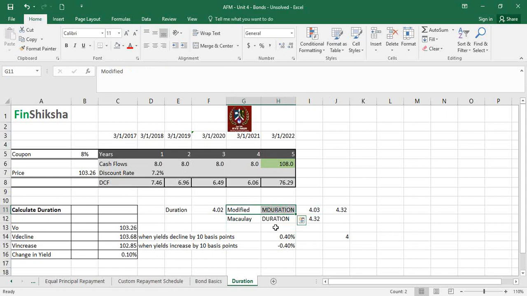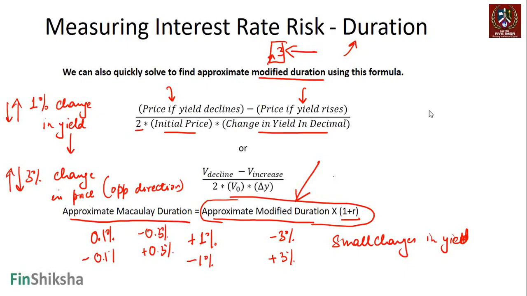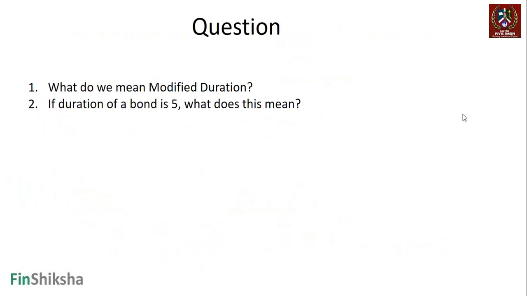That's the function we use in Excel to calculate the duration or modified duration of a particular bond. 4.03 basically means that if there is a 10 basis point change in the yield, the price will change by 40 basis points in the opposite direction. That's about duration. As we come to the close of this section, we look at a couple of questions. What do we mean by modified duration? And if the modified duration of a bond is 5, what does this mean?